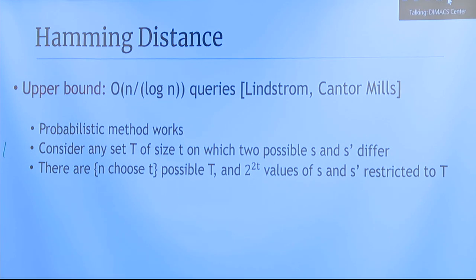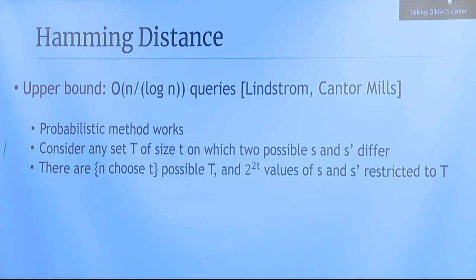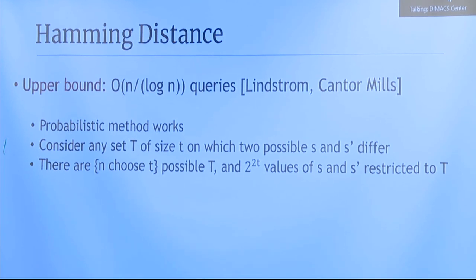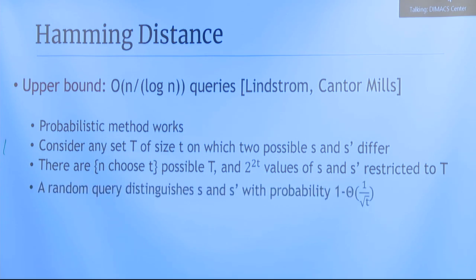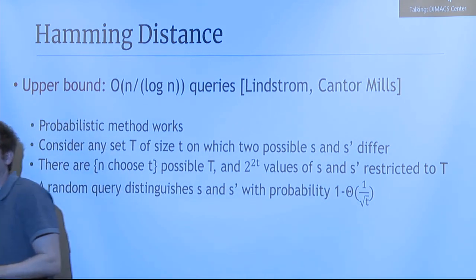Inside the set T, just by shifting, you can assume one of the secrets S is all zeros, and the other secret S prime is all ones. And so what do you need for your distance query to distinguish? Well, you need your distance query not to have the same number of zeros and ones on that subset. Okay, and so you're choosing a random point in the hypercube. The chance that it has the same number of zeros and ones on that subset is roughly 1 over root t. So a random query would actually distinguish S and S prime with probability about 1 minus 1 over root t. Okay?